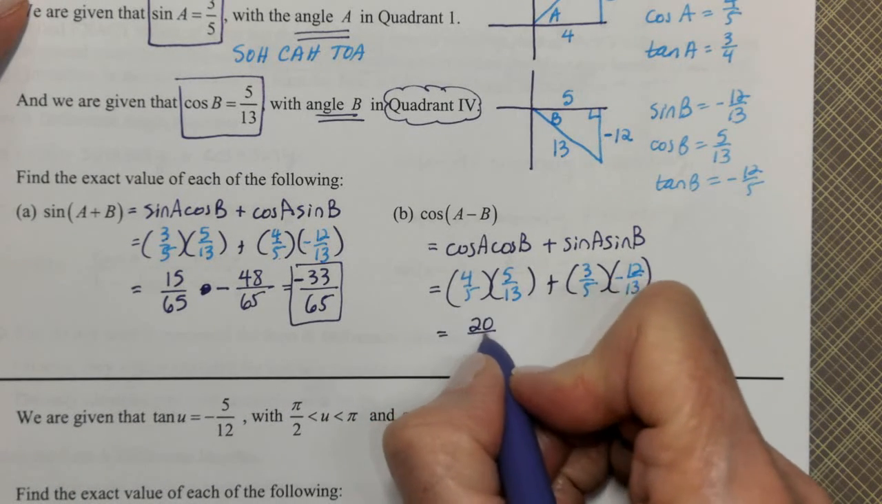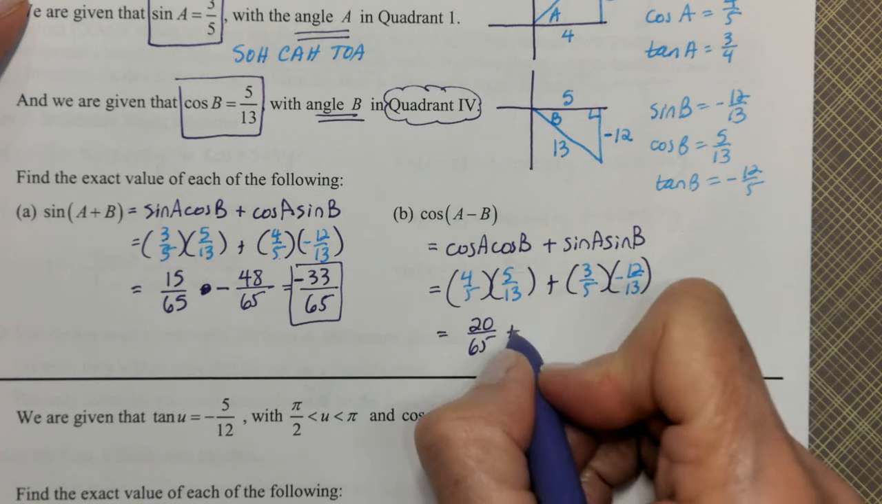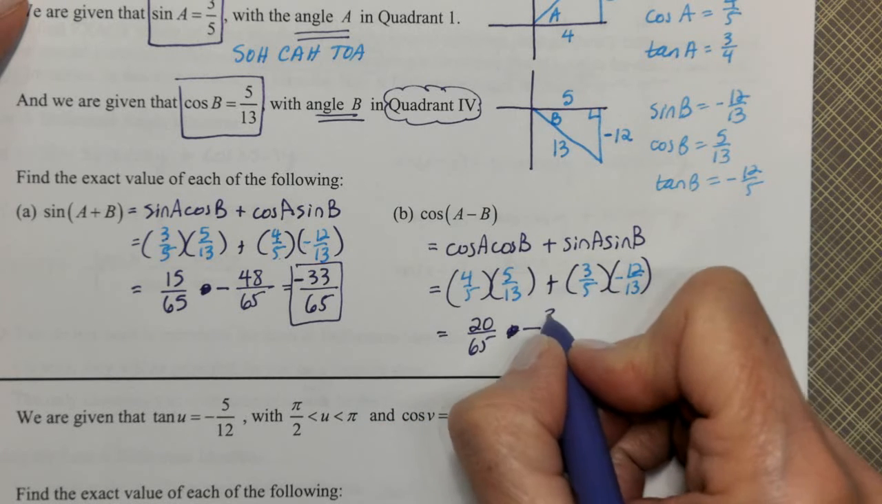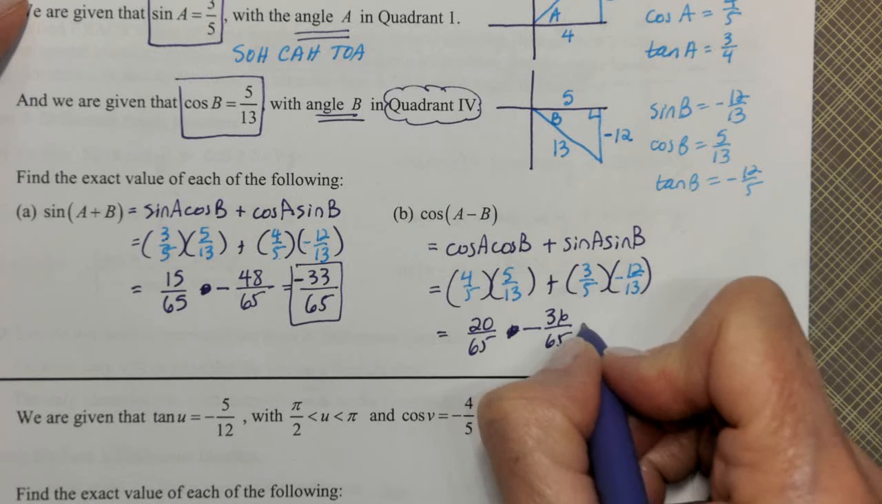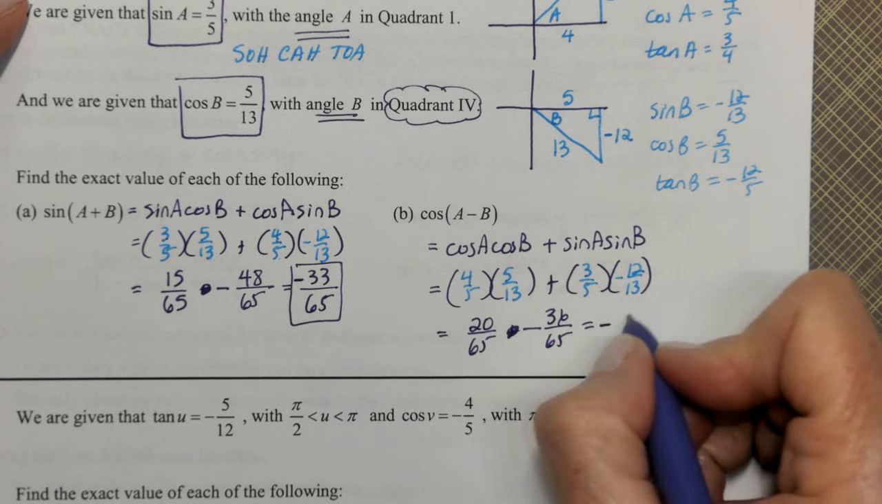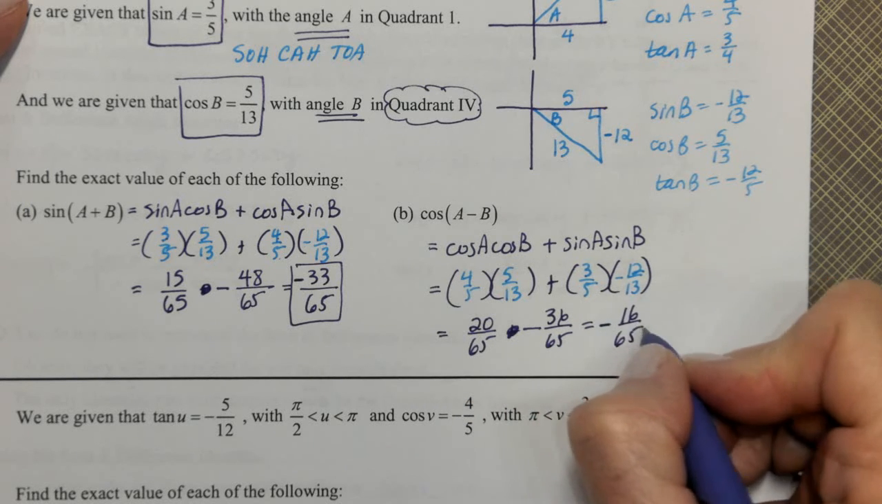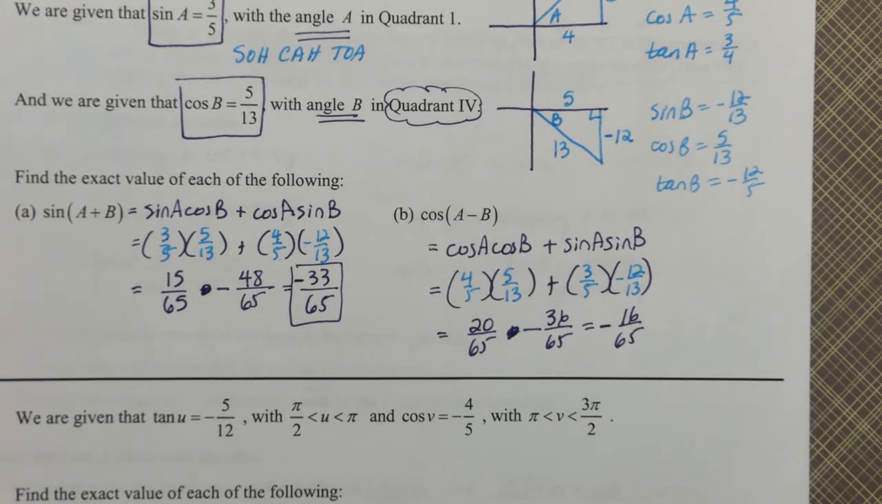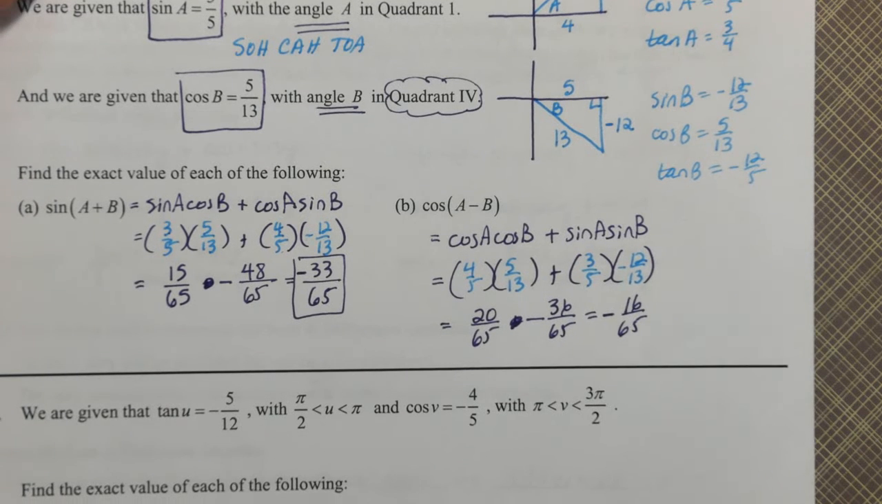We have 20/65 plus minus 36/65, and that will be a negative 16/65. And that's how we do those. Okay?